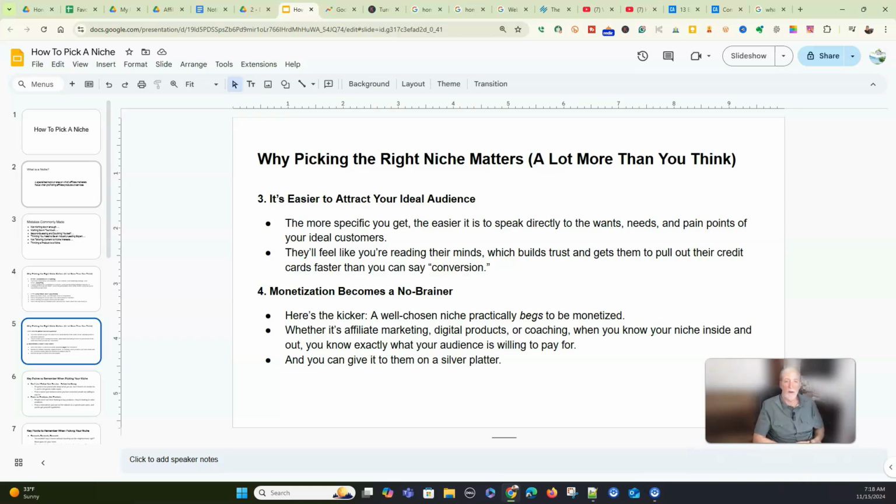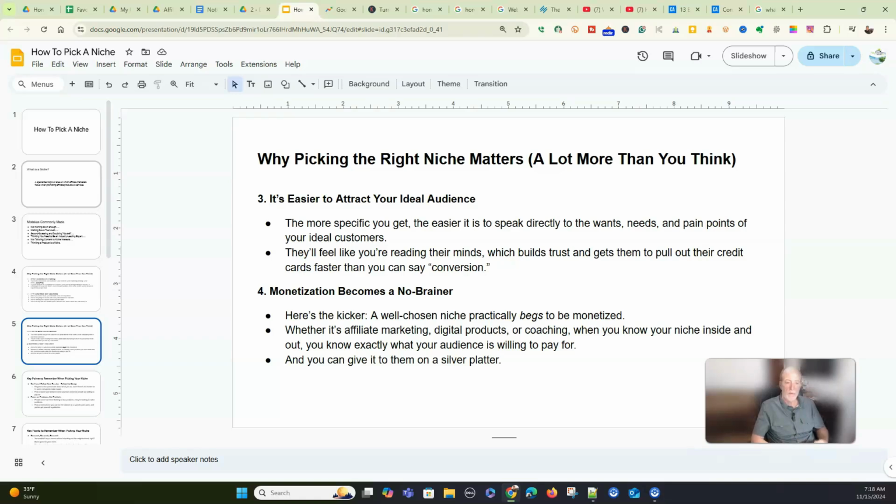So why picking the right niche matters, it's easier to attract your ideal audience than it is to try to attract everybody. And so the more specific you can get, the easier it is to speak directly to the wants, needs, and pain points of your ideal customers. They like to feel you're reading their minds. And once you get to know your ideal customer, they'll feel that way. They'll sit there and go, wow, this person really knows what's going on with me. They're reading my mind. How is that possible? And it's because you did your homework and you laid that foundation.